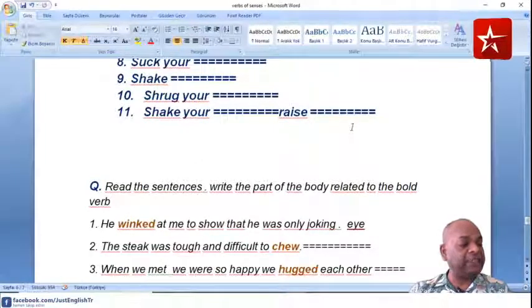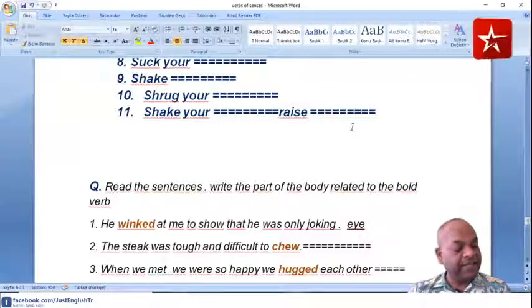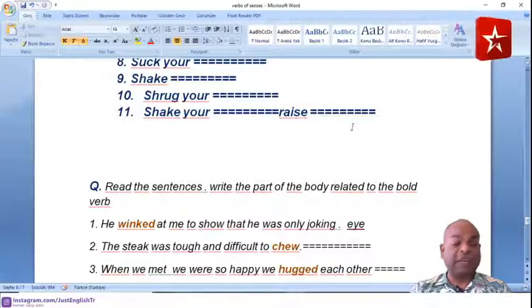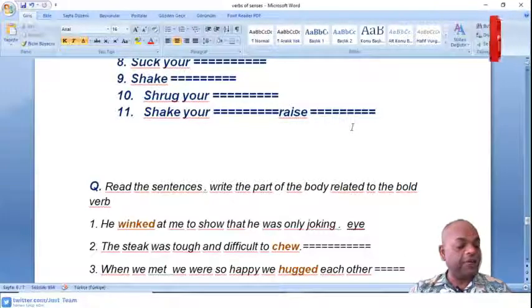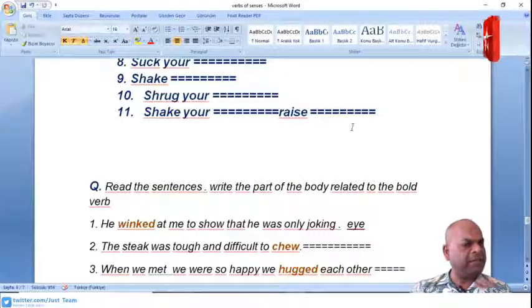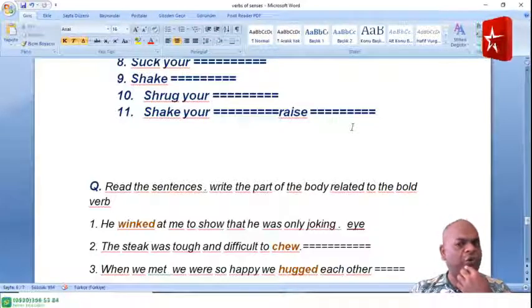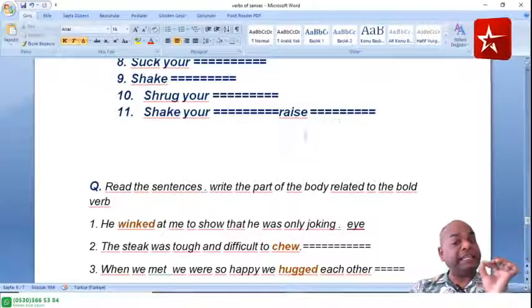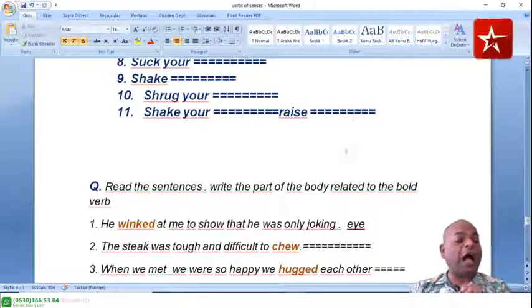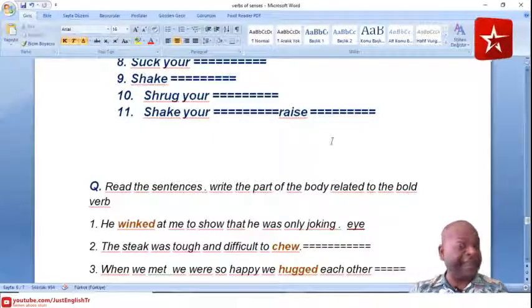We got Lila says raise hand. Alright, that's the right answer. Raise your hand. And then Oksana says raise hand. Begu says hand. That's alright. Shake your hand. And guys, raise your eyebrows will be the answer.